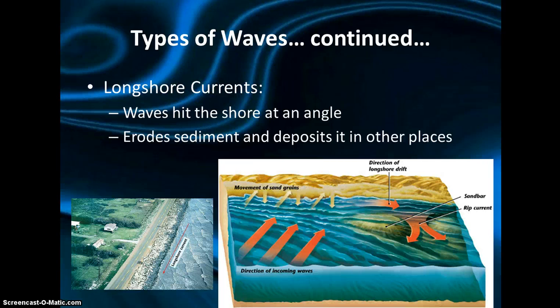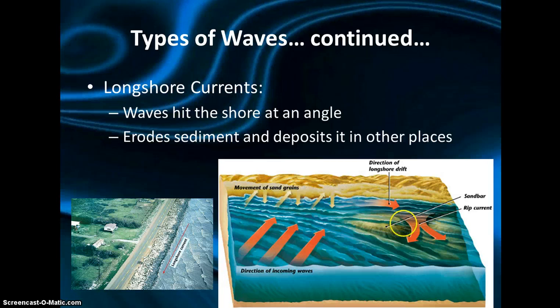Okay, switching gears, we have longshore currents, and these are waves that come in and hit the shoreline at an angle. So as it hits, it actually moves the sand up the beach, and it'll deposit the sand in other directions or other places. So it can be a problem in areas where it happens a lot because you get a lot of erosion going on.